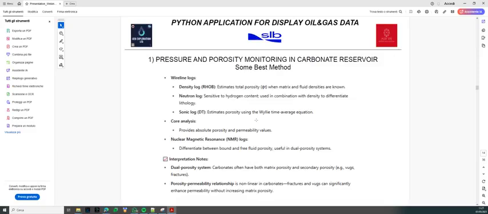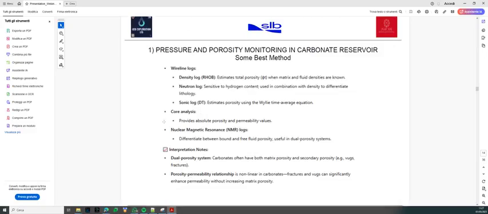Neutron log is sensitive to hydrogen content, used in combination with density to differentiate lithology, and sonic log estimates porosity using the Wyllie time average equation. Sometimes also core analysis, but it is not so recommended. But the best are NMR logs, which differentiate between bound and free fluid porosity, useful in dual porosity systems.